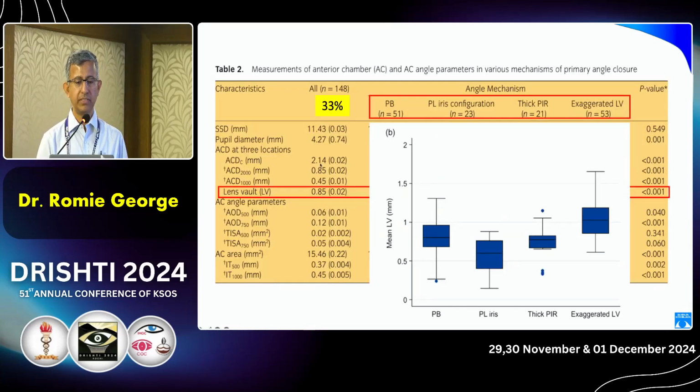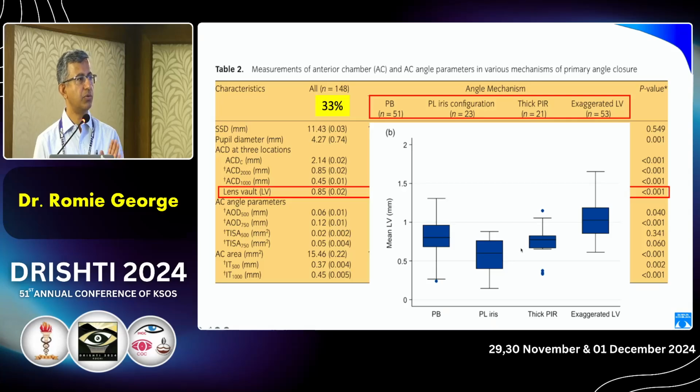They found that 33% of eyes had an exaggerated lens vault. The rest were other mechanisms. Pupillary block was about 30%, plateau iris and thick peripheral iris was the other 30%. You can see from this graph, which shows the lens vault in each of these conditions, that the eyes with an exaggerated lens vault had an average of more than 1.2 millimeters as compared to the other groups, which were around 0.7, 0.6 and 0.5.